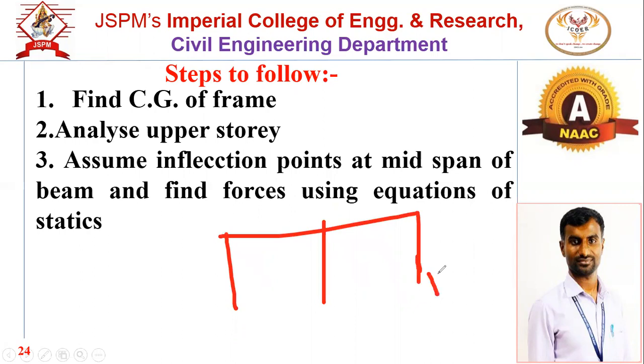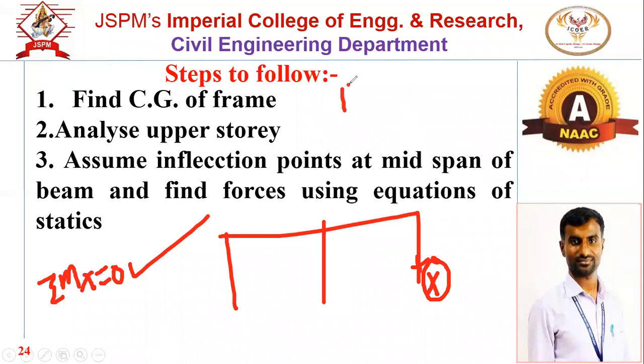After that, we have to take the summation of moment at mid height of the right end column. Suppose this is the right column and this is the mid height point. Suppose that point is x. So we have to make the summation of moment at point x equal to 0. Do you understand? So there are two conditions basically we have to use.